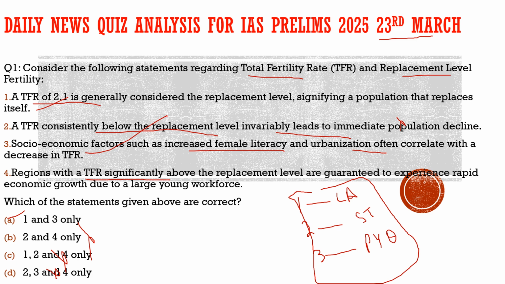So from here we understood what the total fertility rate is, how it impacts the replacement rate, and what the total fertility rate should be to achieve the replacement level. Why are we discussing this question here? Because of the delimitation process, which is in discussion right now. The concern of the South Indian states is that delimitation should be postponed, or we can say frozen, till the next 25 years.